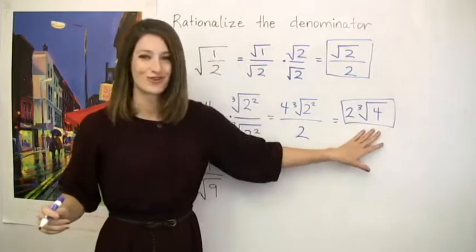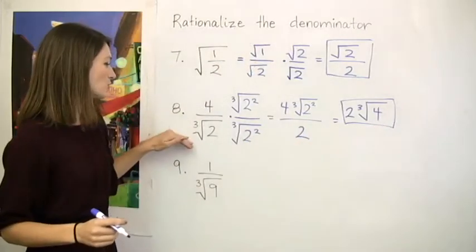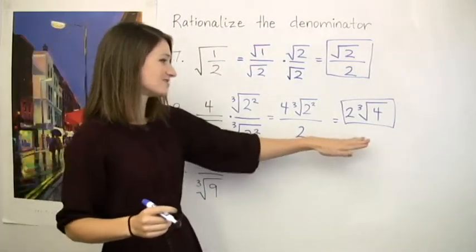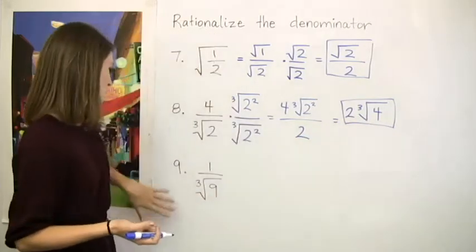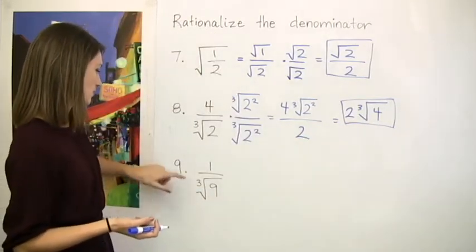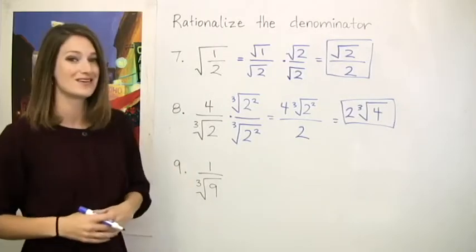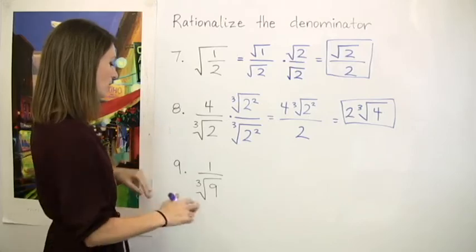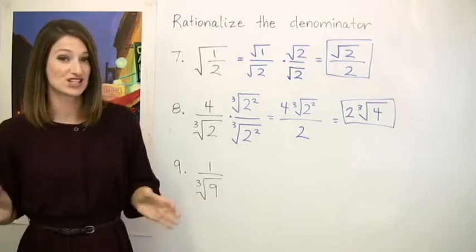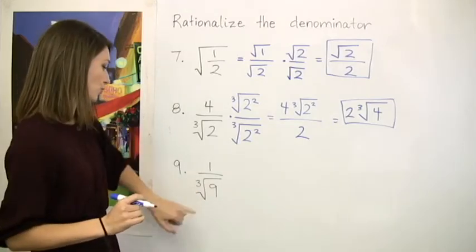So here's our answer for this second problem here. 4 over the cube root of 2 simplifies to 2 times the cube root of 4. So our last problem here, we have 1 over the cube root of 9. Going about it the same way as we just did in this problem, we're looking for a perfect cube because we have a cube root.